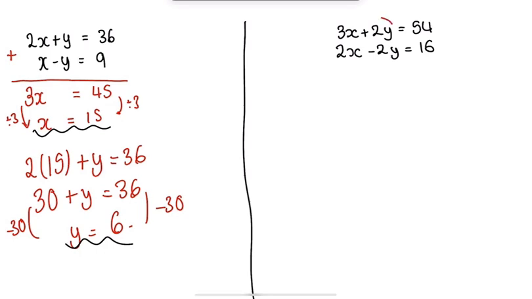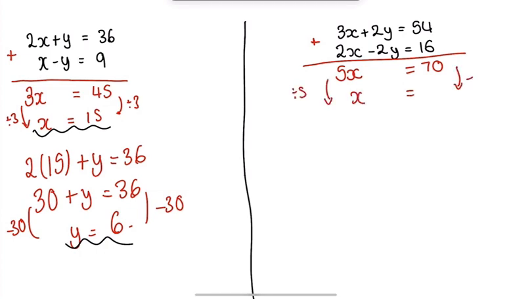This next one, again, our y's are the same, they've got 2, but the signs are different, so we have to add them. 3x plus 2x is just 5x. 2y plus negative 2y leaves us with 0. And then 54 plus 16 is 70. We can solve this by dividing both sides by 5, which leaves me with x equals 14.